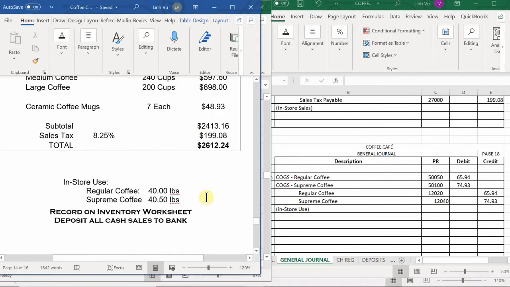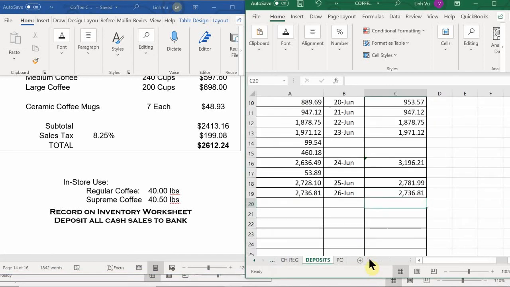And now we need to deposit cash sales into the bank. Good. So deposit. So there's our amount. 2,612.24. $2,612.24. Good.